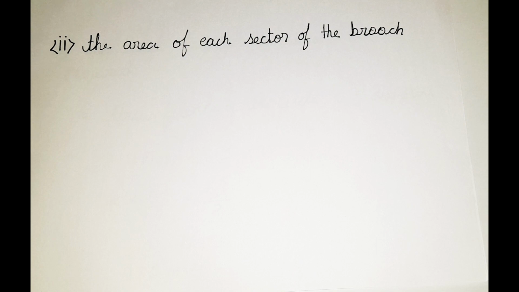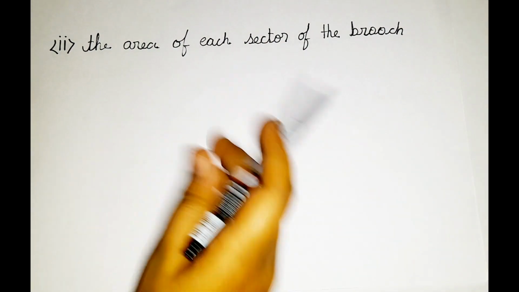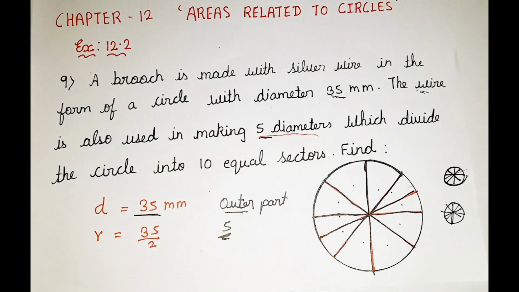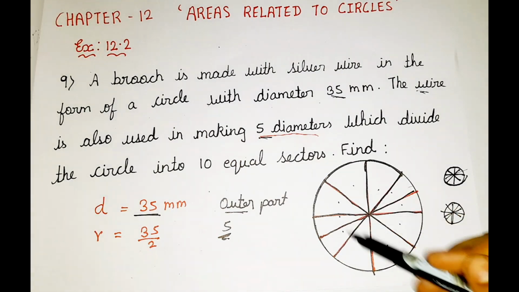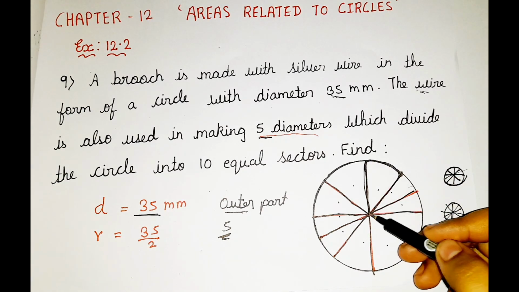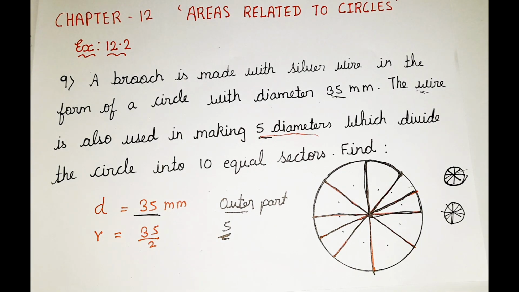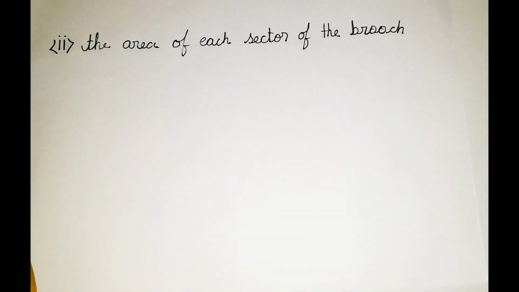So what is the second subdivision? We are supposed to find the area of each sector. Since you guys know, here we have 10 sectors. Am I right? Here we can call this one a sector and we can call this part a sector. So likewise we have 10 sectors. They mentioned it, 10 equal sectors. So we are going to find the sectors.